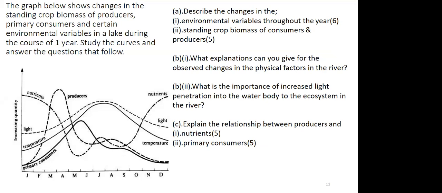Thank you, sir. I think we have two environmental variables here. I think it is light and temperature. So we are required to describe the changes and then their trends. Okay. So Zama tells us there are two environmental variables, light and temperature. Do you have any other submissions other than what Zama has told us?